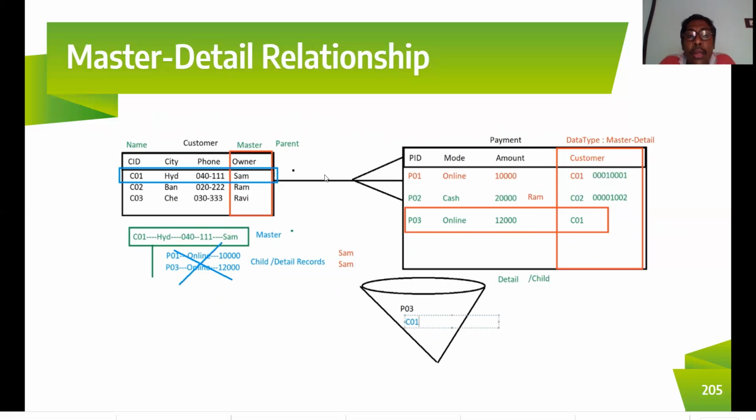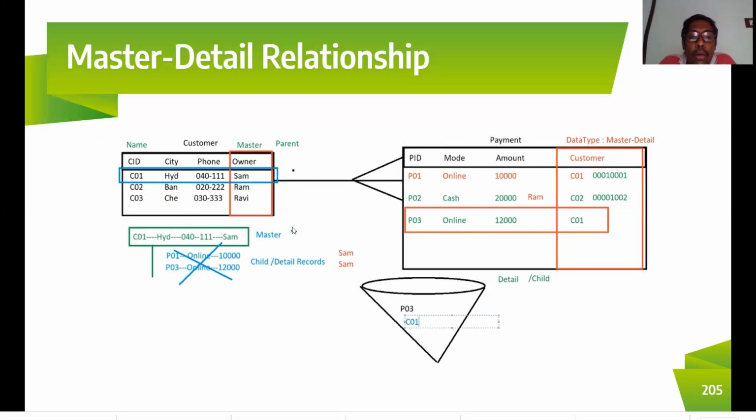Who is going to be the owner? See here, it is not going to have any Sam or Ram or Ravi. We're going to have only customer records here, the record number. See here, C01, C02, C01. So for this P01, who is the owner? C01 means Sam is the owner. For P02, who is the owner? C02 means Ram is the owner. For P03, who is the owner? C01 means Sam is the owner.